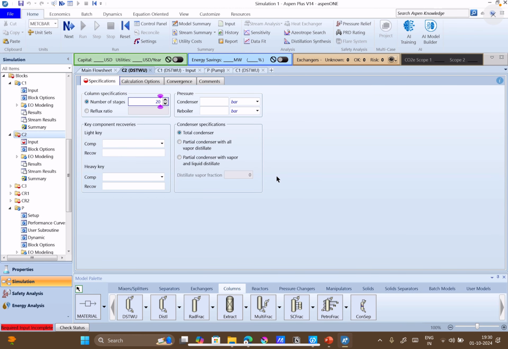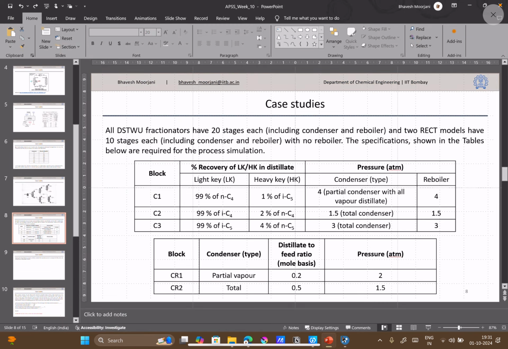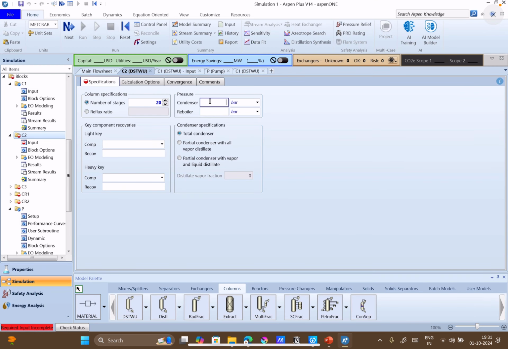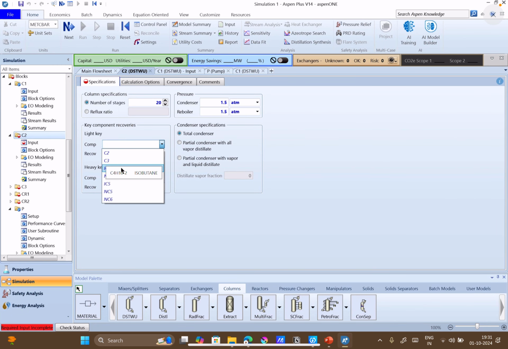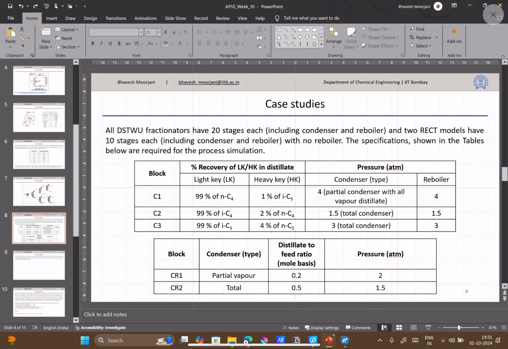Again, total stages are 20. Pressure values are 1.5 atmosphere with total condenser. Reboiler is also at 1.5 atmosphere. Light key here is IC4 and heavy key is NC4. So light key IC4, 99% of that, heavy key is NC4 and 2%. Okay.